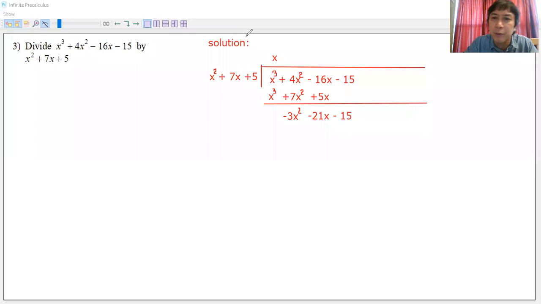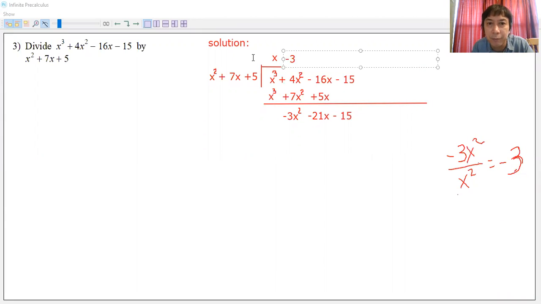At this point, we have here a negative 3x squared. You divide it by the x squared, it's a negative 3. Negative 3 is what we're going to write on top beside the x as our next quotient term. So this will now be a negative 3 or minus 3 there.